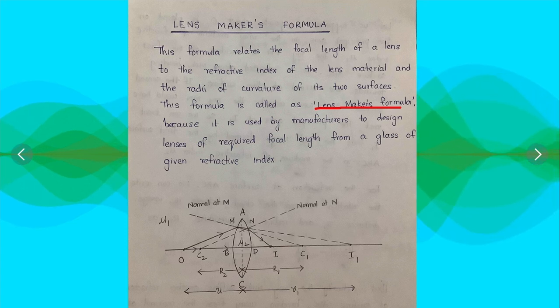What all lenses are we wearing? Some of us are wearing convex lenses, some of us are wearing concave lenses. They are all manufactured by these lens makers, so they use this formula to manufacture our spectacles.